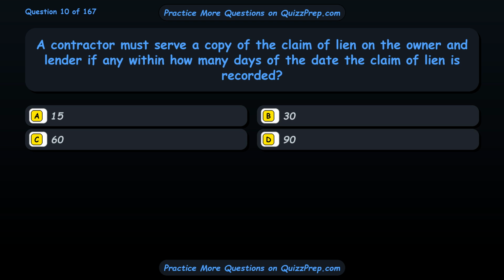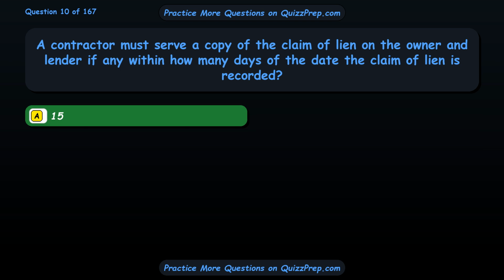Question 10. A contractor must serve a copy of the claim of lien on the owner and lender if any within how many days of the date the claim of lien is recorded? Option A, 15. Option B, 30. Option C, 60. Option D, 90. The correct answer is option A, 15.